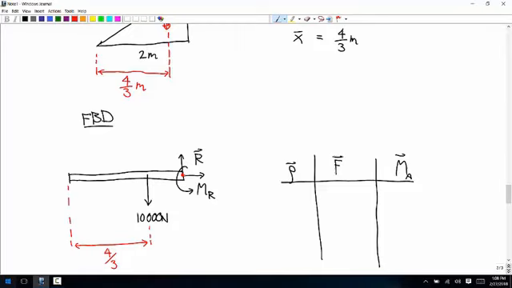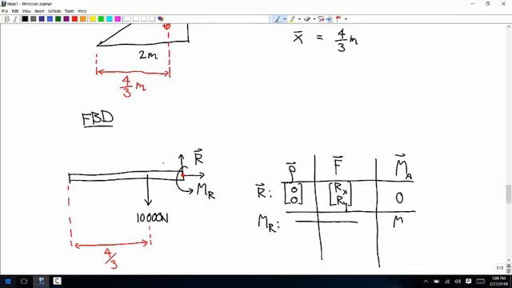Okay, so if the about point is at the wall, then for the force R, the rho vector is 0. The force vector is Rx, Ry. The cross product is 0. Then we have that couple MR. For couples, we don't care about the rho and force, and we just add it over here as a moment.